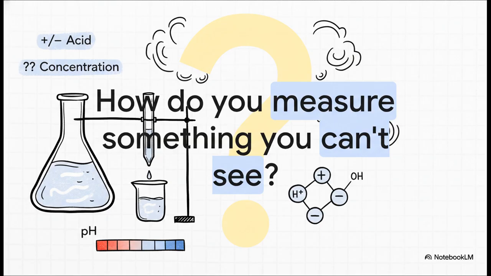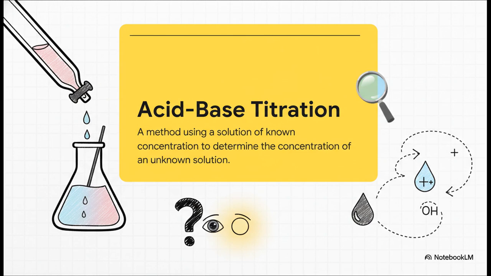Is it a strong acid or a weak one? Is it super concentrated or really dilute? I mean, how on earth do you figure out what's inside when you can't just look at it? Well, the answer is this really powerful, kind of elegant technique called acid-base titration. It's our #1 tool for this kind of detective work.